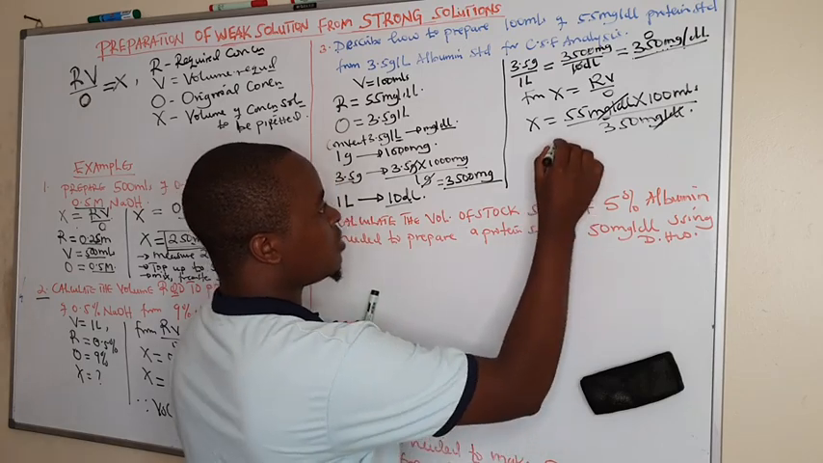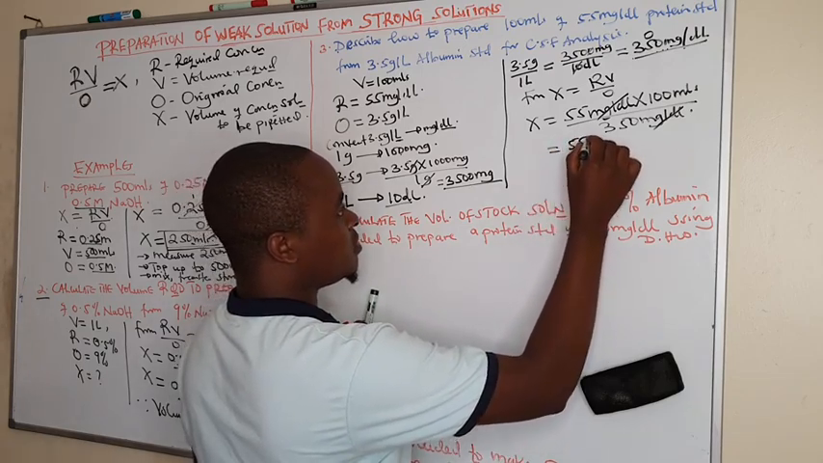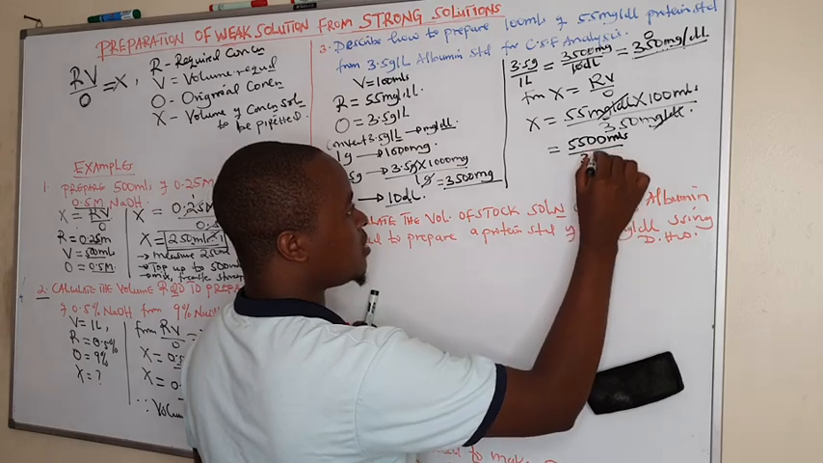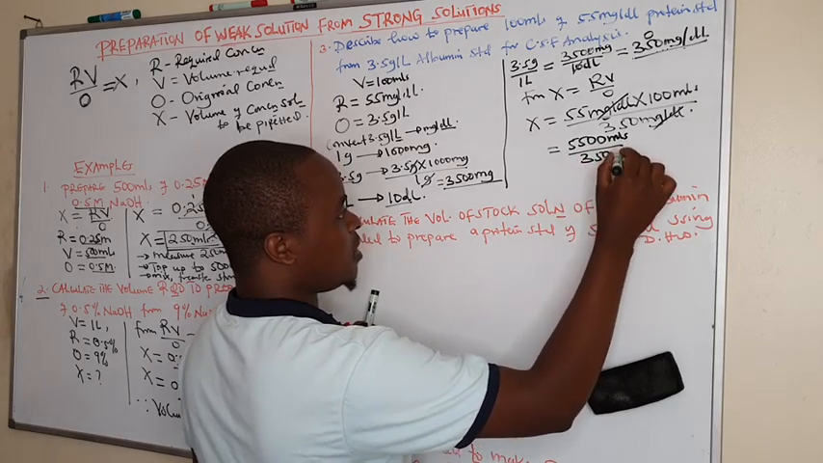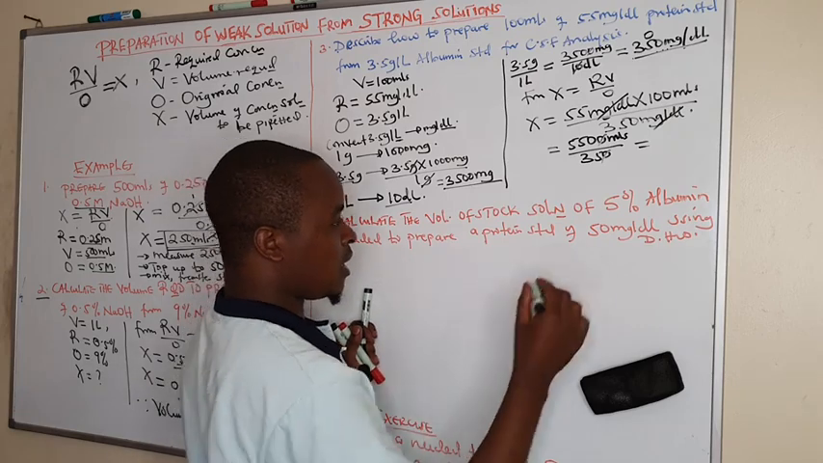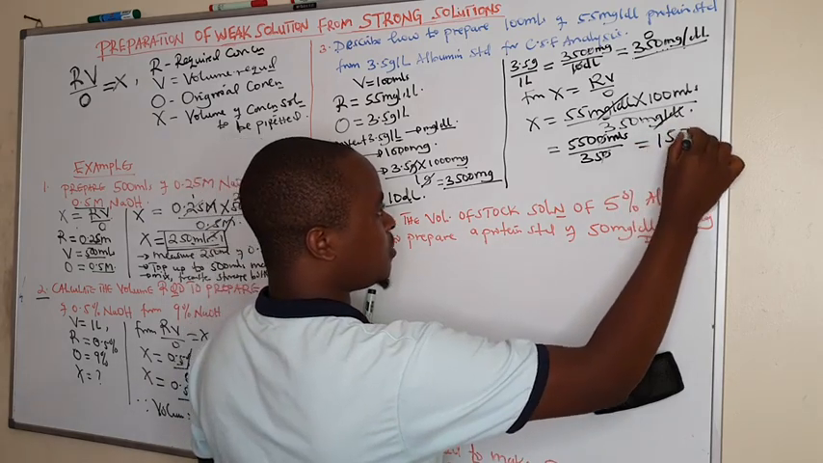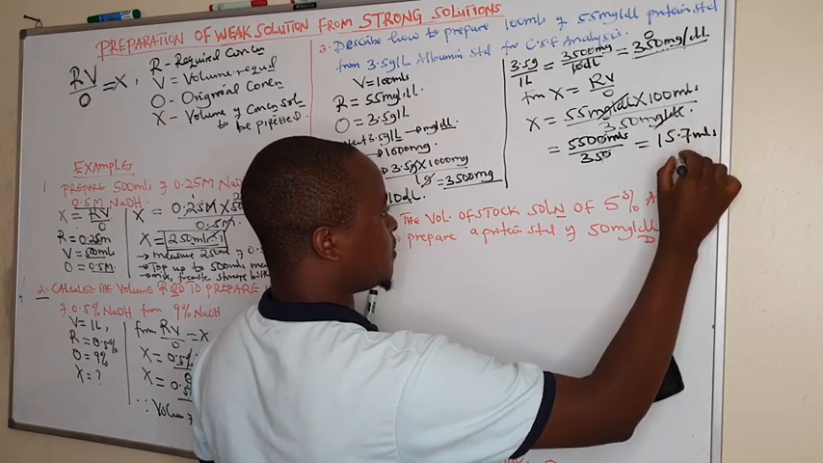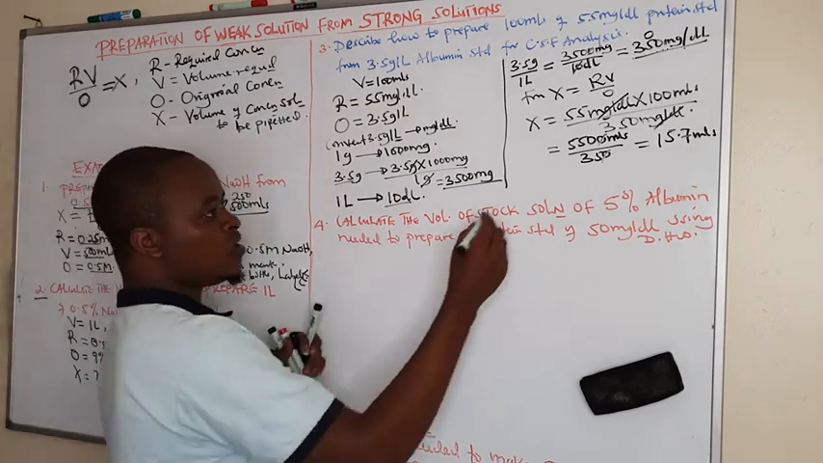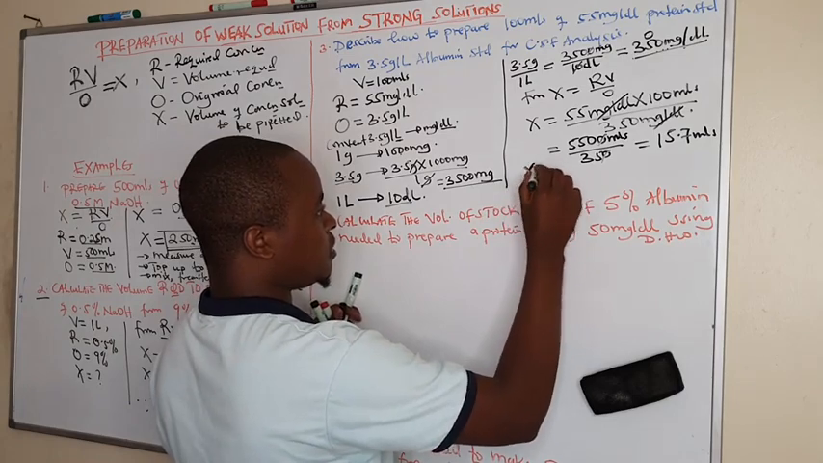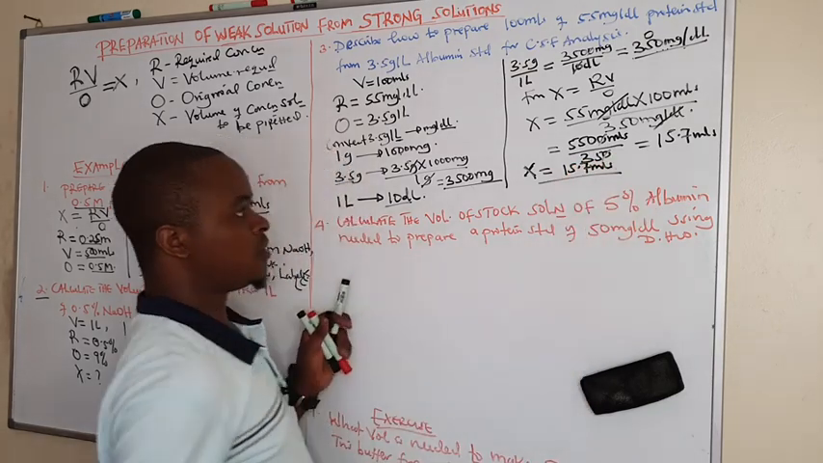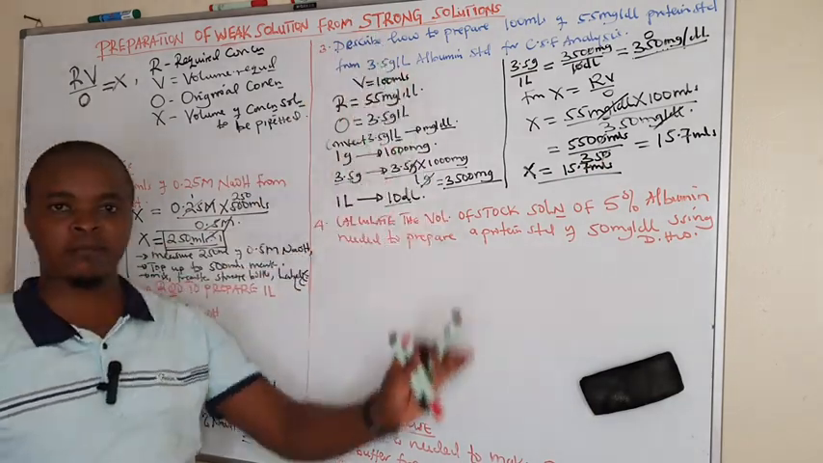We remain with 5,500 mils divided by 350, and the end result, this 0 goes with this 0, the answer is going to be 15.7 mils. That is the answer, 15.7. So X is 15.7 mils. And remember, the question is saying describe.